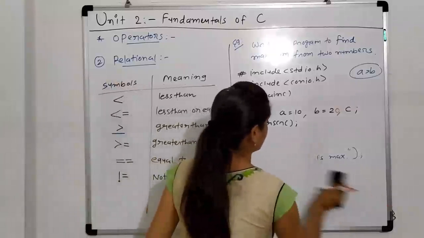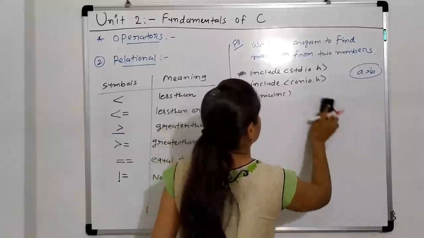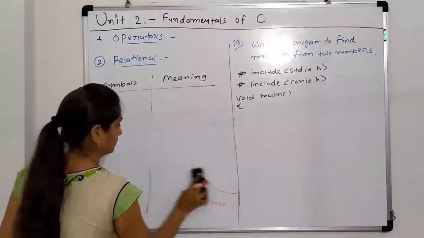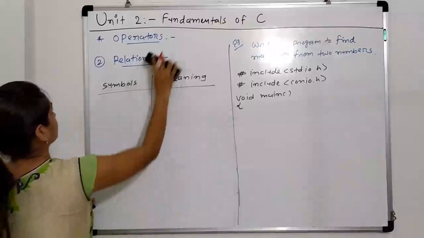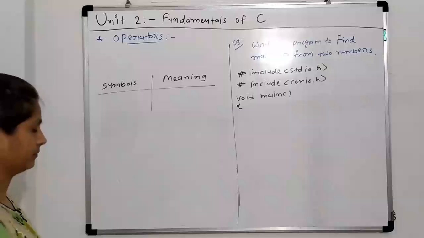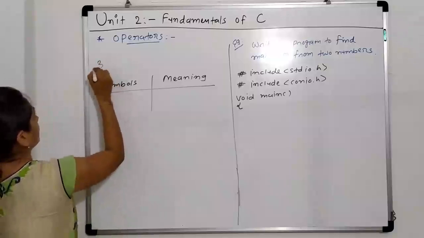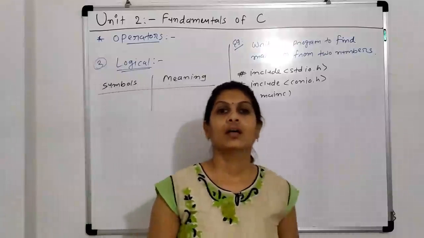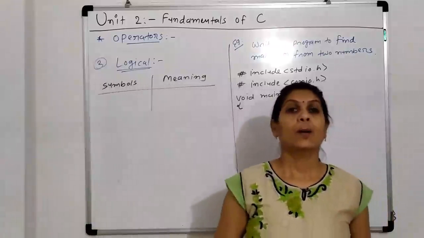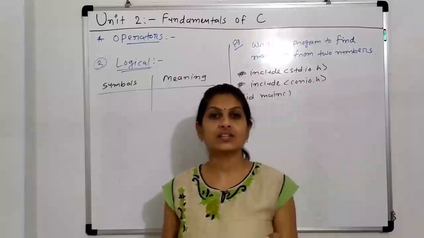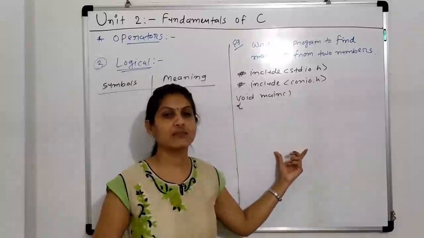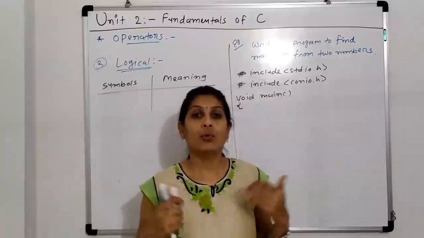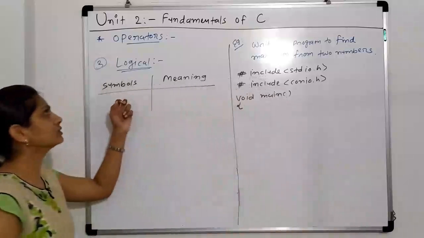Now start with the third, that is logical operators. When we are using logical operators, we want to compare more than one condition at a time. In a relational operator we are using only one condition. At a time we are checking only one: A greater than B, yes or no. But suppose you want to compare more than one condition at a time, then you have to use the logical operator.